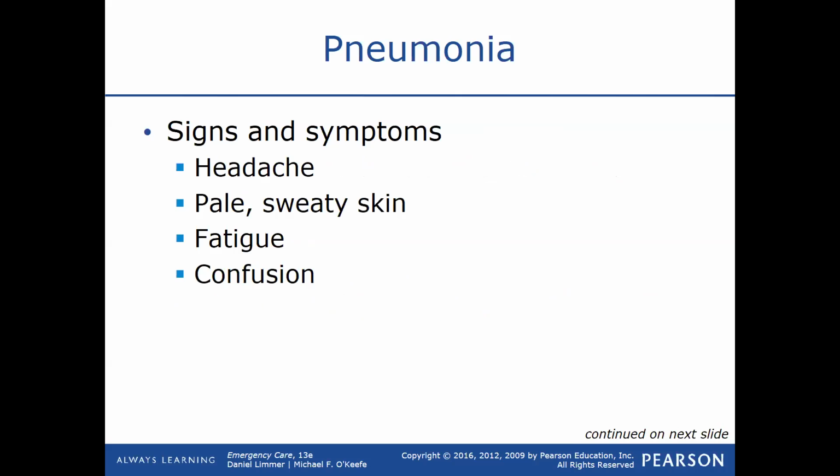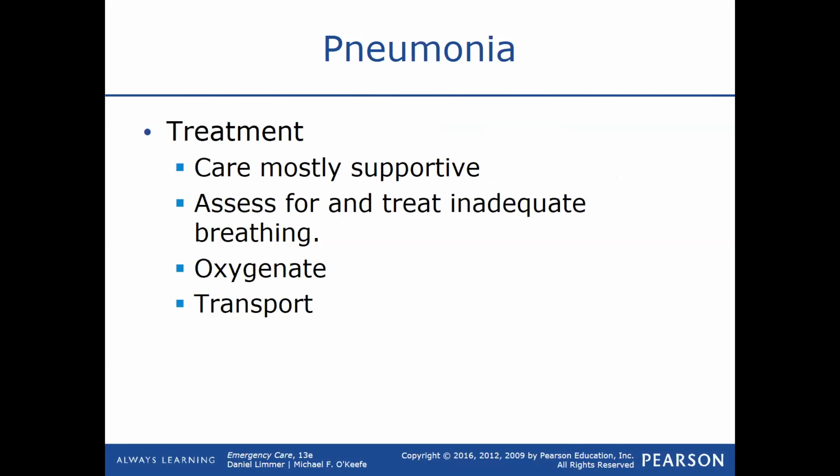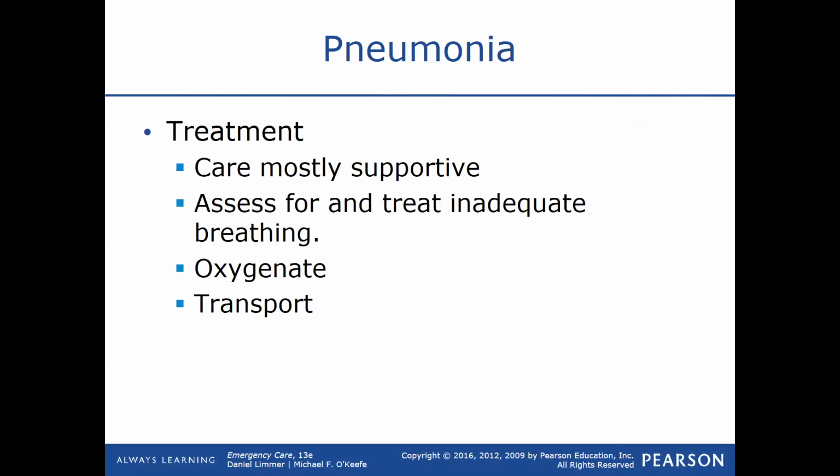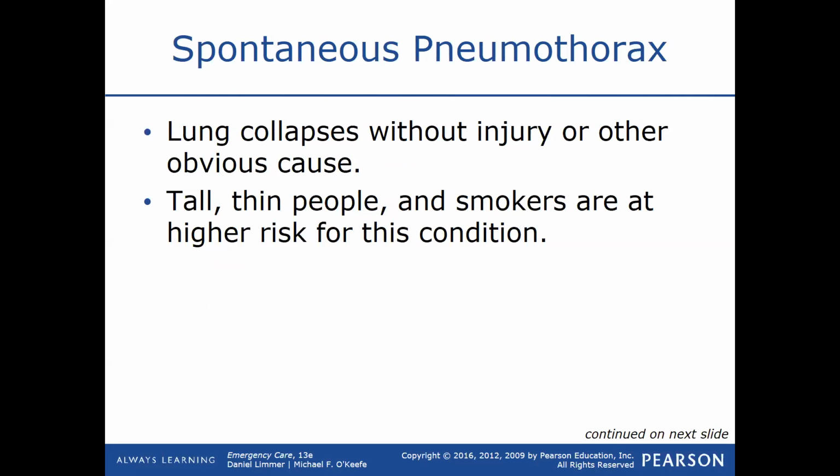Okay. Pneumonia, headache, pale sweaty skin, fatigue, confusion. So a lot of treatment for just BLS EMT is more supportive than anything else. Your job is just to keep an eye on the patient while they're en route to the hospital. Assist as needed at the basic life support level, and that would be giving them oxygen, assessing their vital signs, breathing included. And then also spontaneous pneumothorax. Oh, that's cool that it was back to back. So pneumonia and spontaneous pneumothorax both will have pain associated with them.